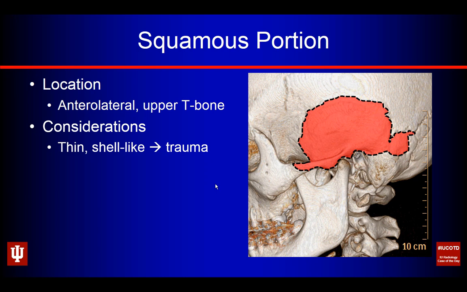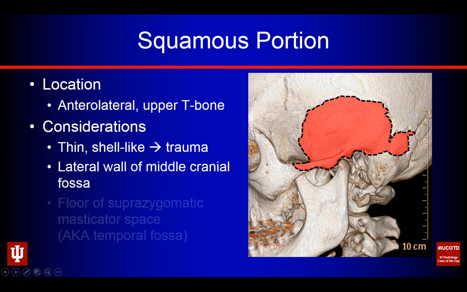So a direct blow to the side of the head can really impact this squamosal portion of the temporal bone, and certainly that's an area where we commonly see fractures. And when you see a fracture there, because of its proximity to the foramen spinosum, you have to worry about associated epidural hematomas. But again, making up that lateral wall of the middle cranial fossa.